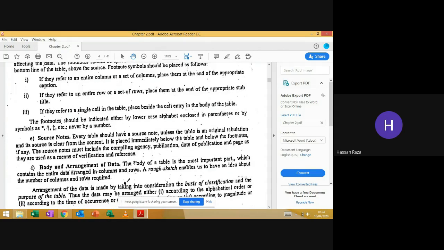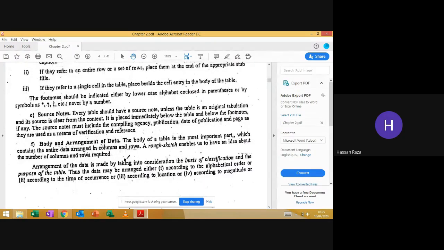So next and most important one, the body and arrangement of data. The body of the table is the most important part, which contains the entire data arranged in columns and rows. It means in terms of tabulation, we have to represent our data in a certain number of rows and columns. So columns and rows and their combined representation is known as the body of the table. A rough sketch enables us to have an idea about the number of columns and rows required. So it means before going for neat and clean tabulation, we have to prepare some kind of rough sketch so we can get the real picture of the tabulation.